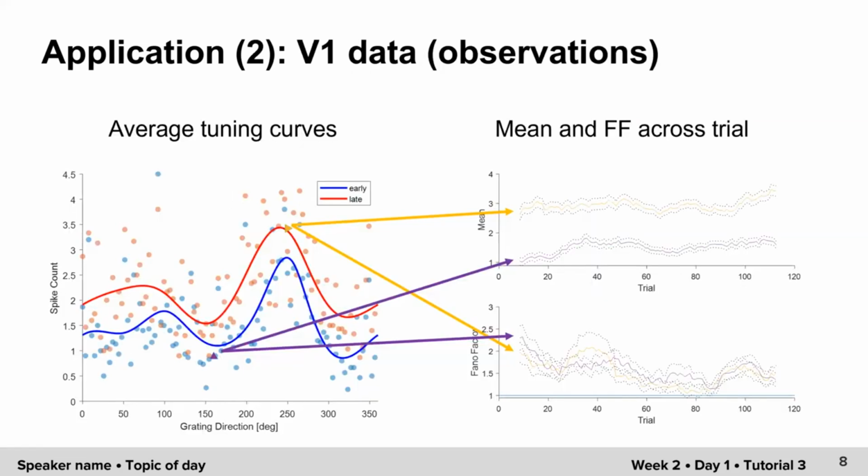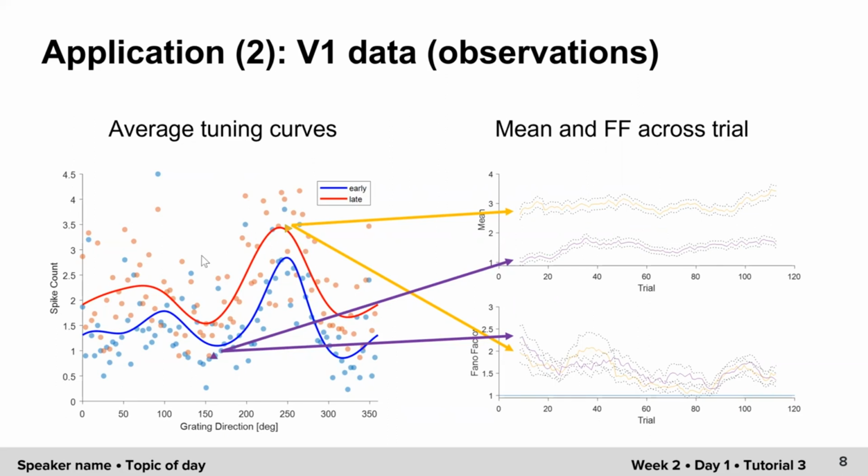Then in the second application, we fit the neural activities from the V1 area. In this experiment, we let the monkey see a sequence of movies with 100 different grating orientations. The trials are repeated 120 times. This is the neural activity from one neuron. Here I show the average tuning curves in different epochs of the trial. Generally speaking, there are two peaks in the tuning curve, a smaller one and a larger one.